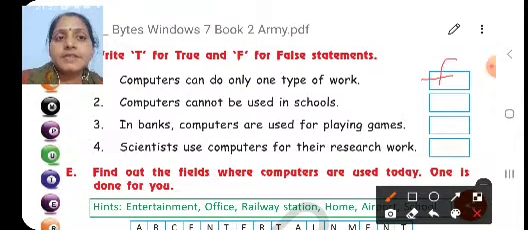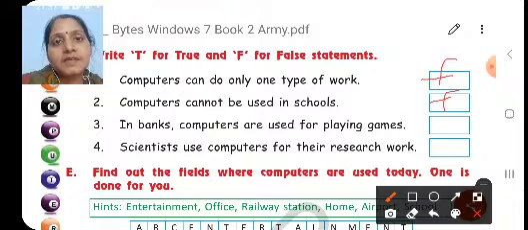Computers cannot be used in schools. Children, as we know, computers have a lot of use in school, means computers are used for many works in school. So this statement is also false, and you will write F for false here. In banks children, computers are used for playing games. In banks, computers are used for playing games is a false statement. As we know, there is no connection with playing games in banks, so this statement is also false, and you will write F for false.